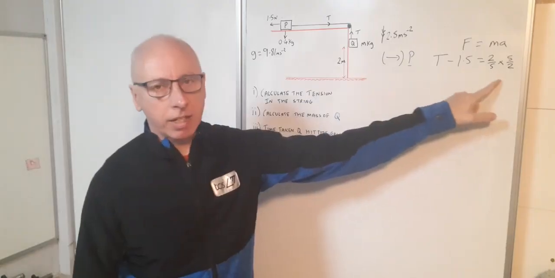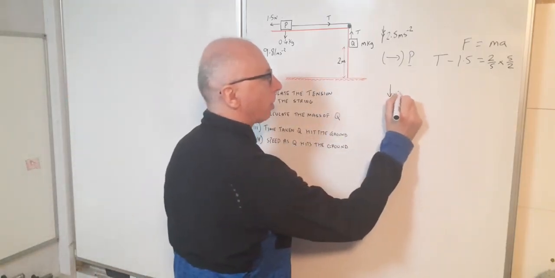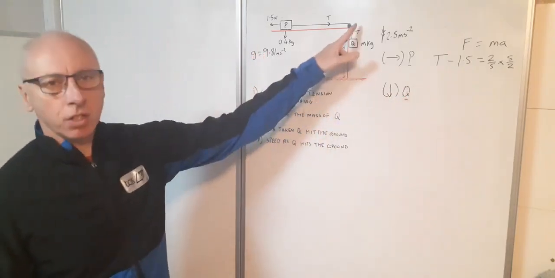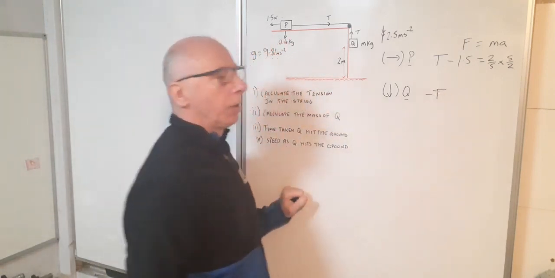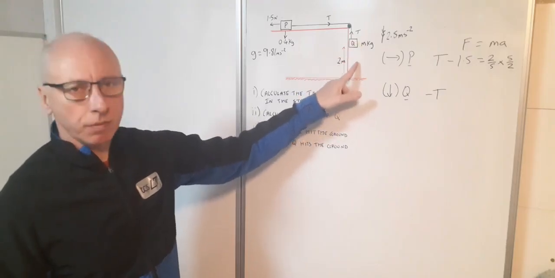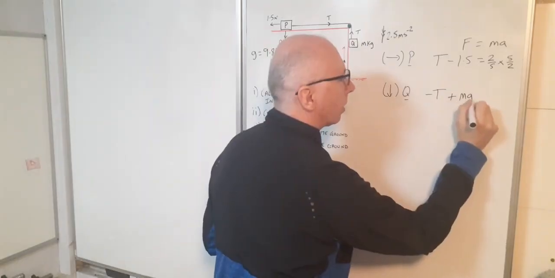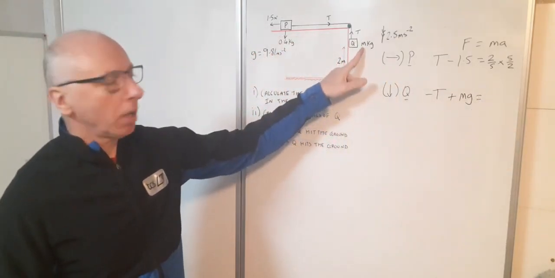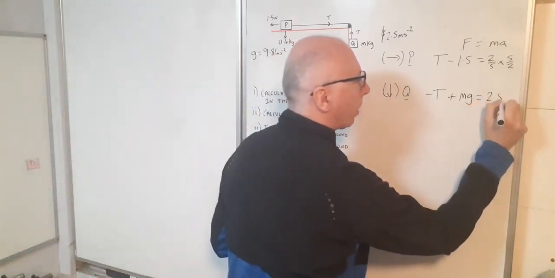Now, what's going on at Q as this falls to the ground? Here we can calculate our tension, but I'm just going to note my forces. So at Q, we've got tension going in the opposite direction, but the mass of the block Q is going in the right direction as gravity acts on that. So that's going to be plus mg. And that equals mass times acceleration. So that's the mass of the block, which is m, acceleration is 2.5. So that's 2.5 m.